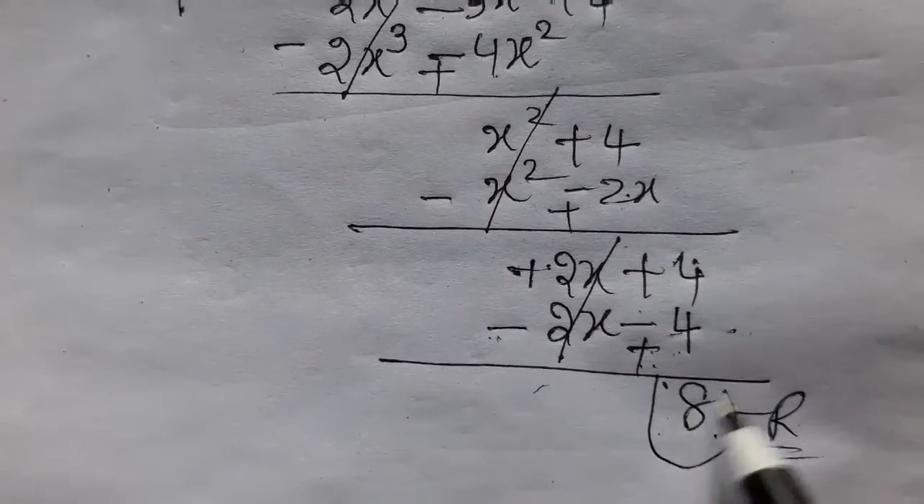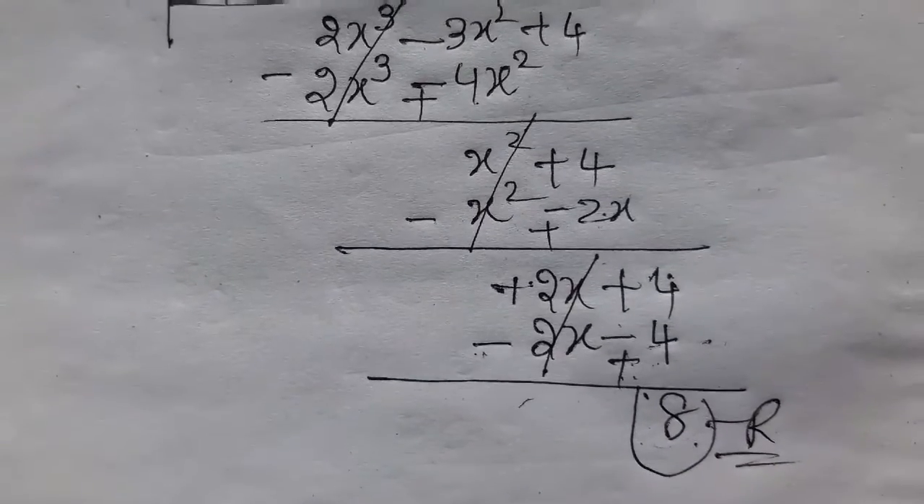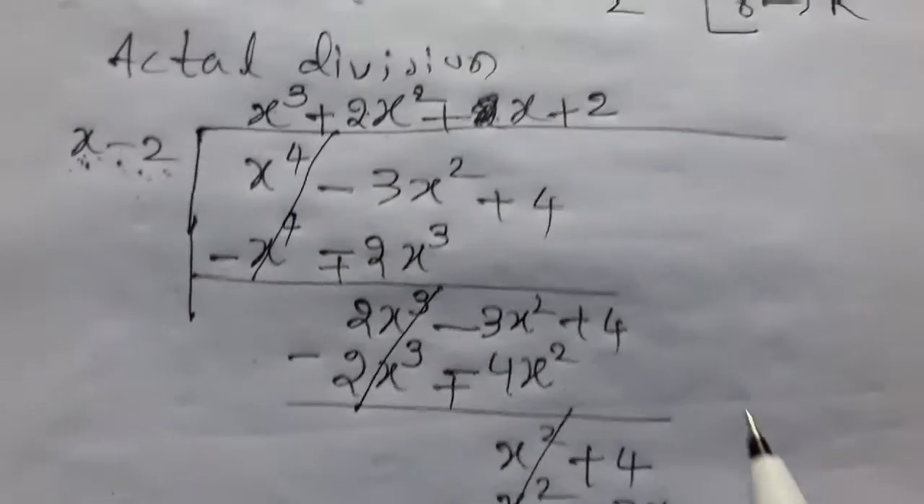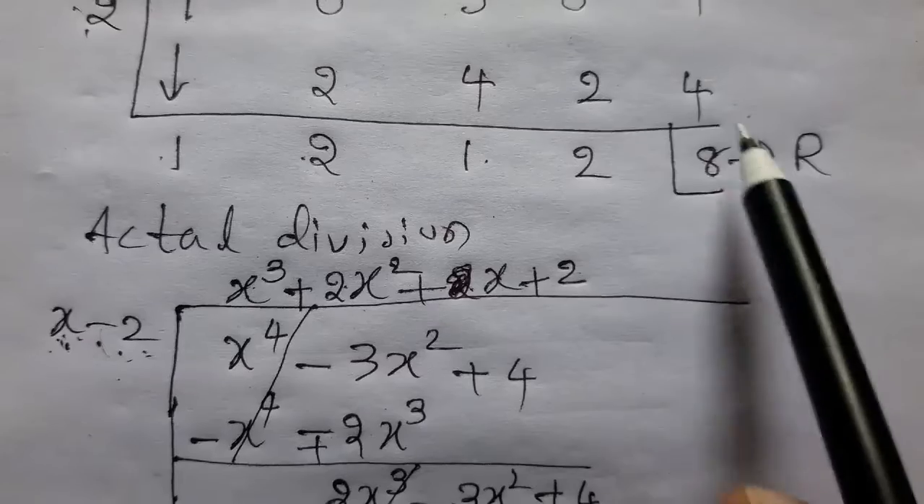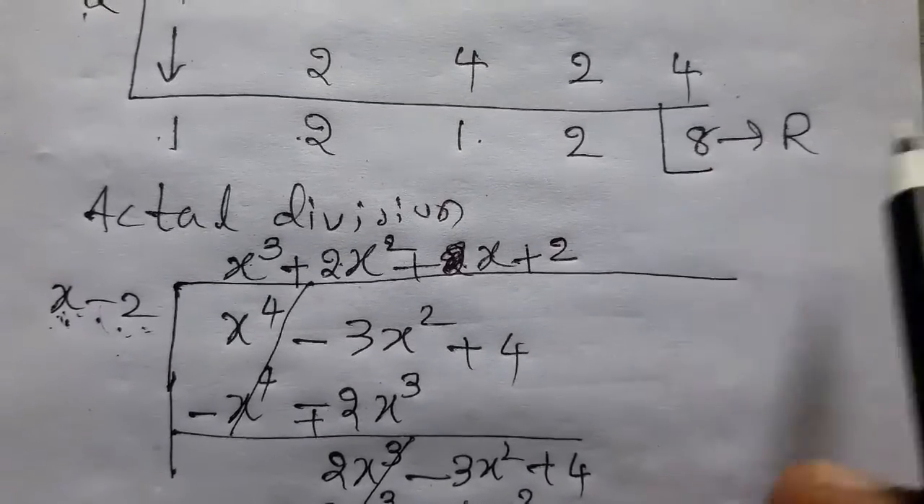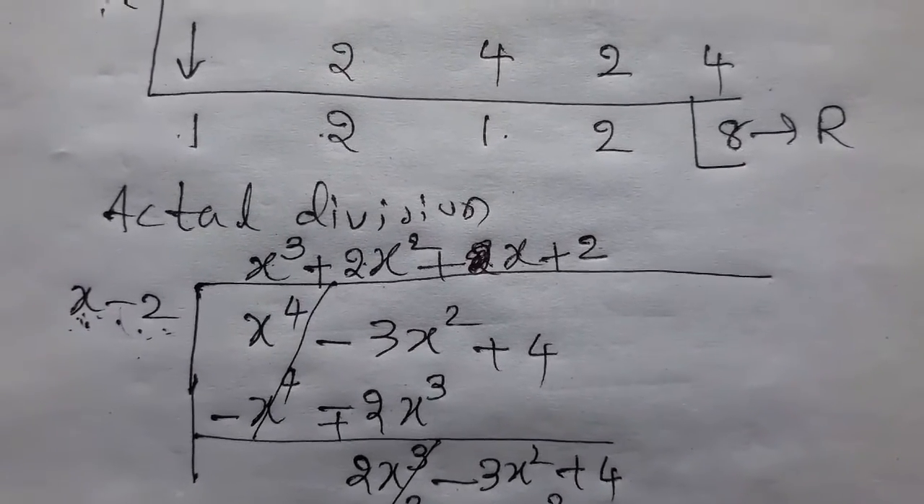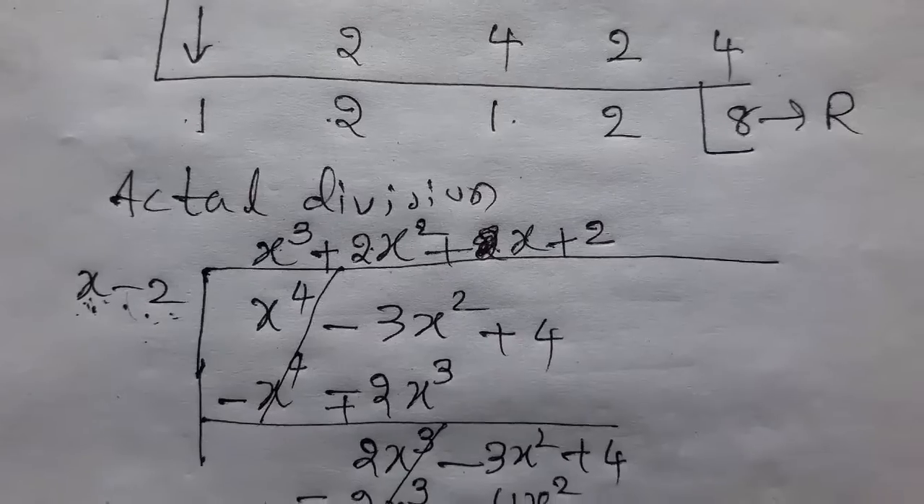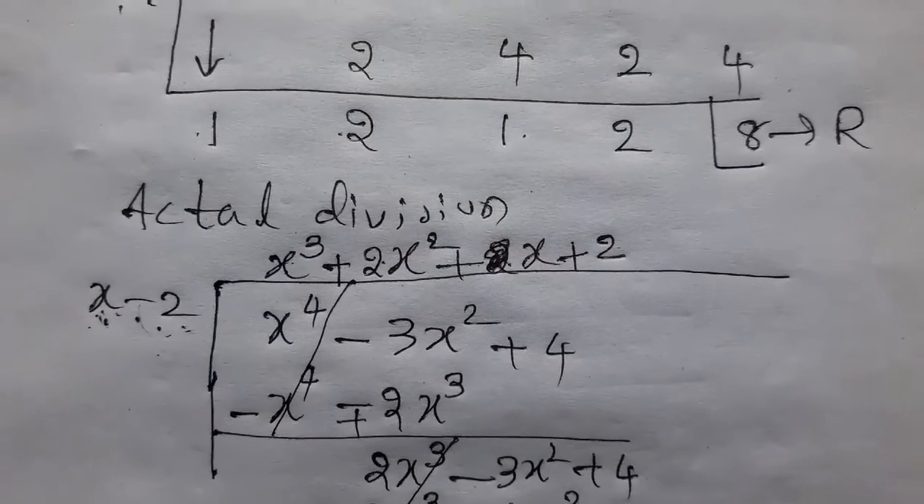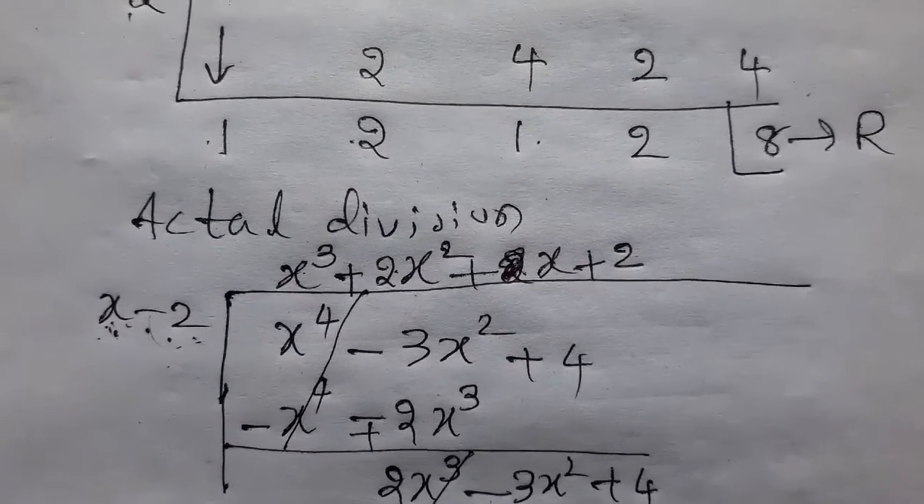And here in the verification also we got the remainder is the same, that means 8. And in the synthetic division method also we got the remainder is the same. So both answers are the same. So this is the right answer of the given question. Now move to the next question.